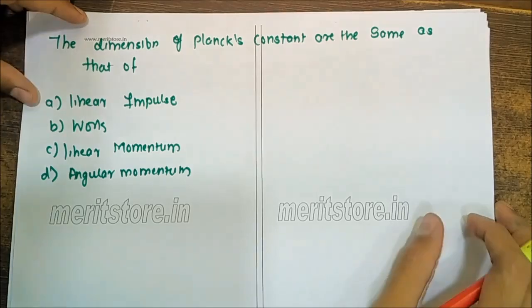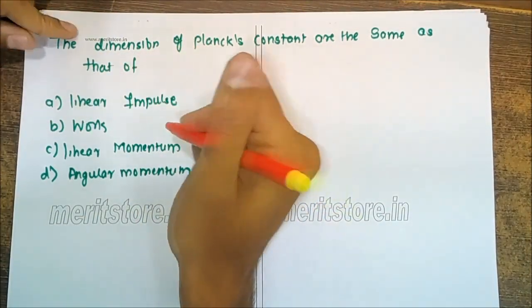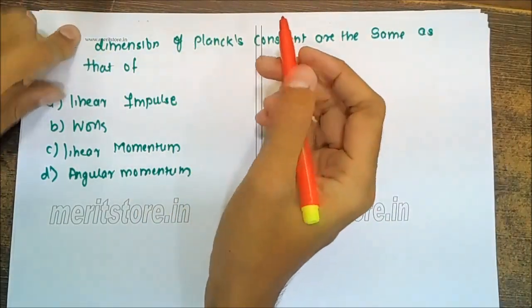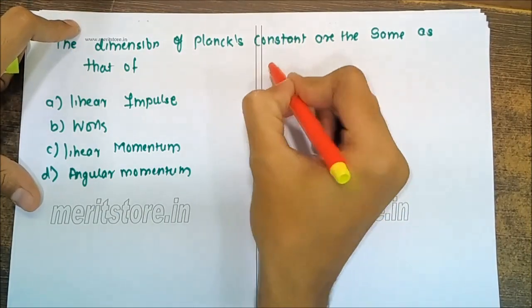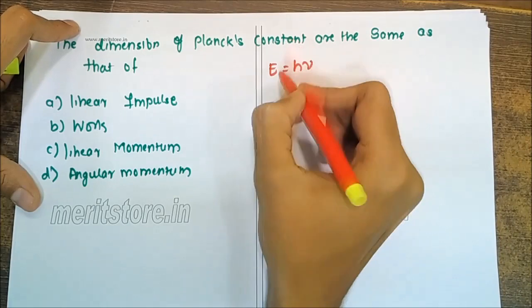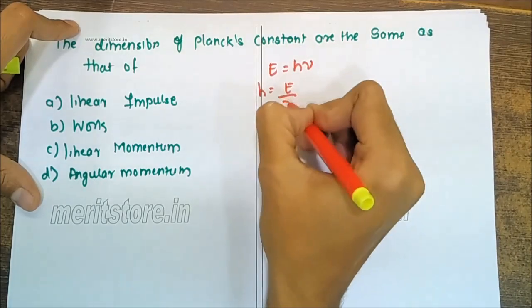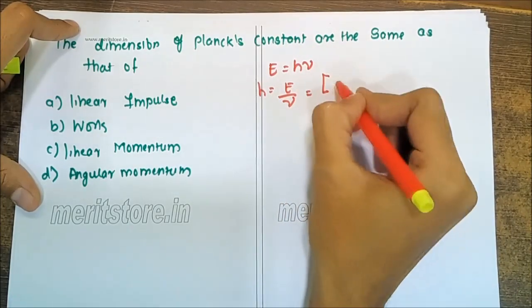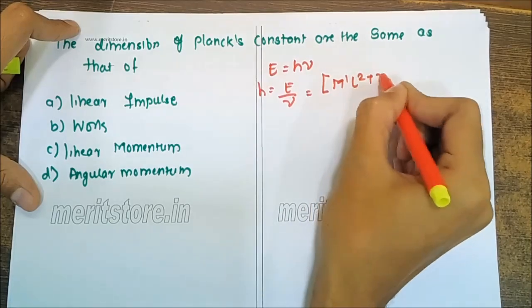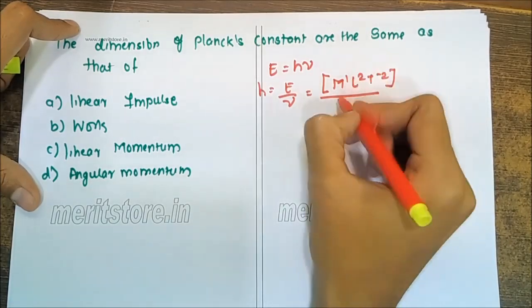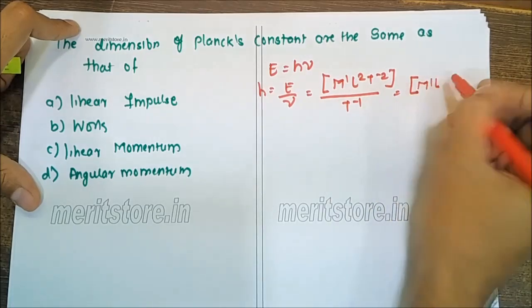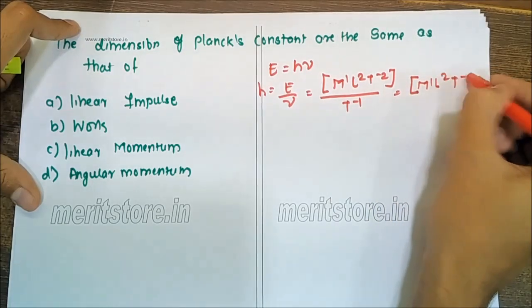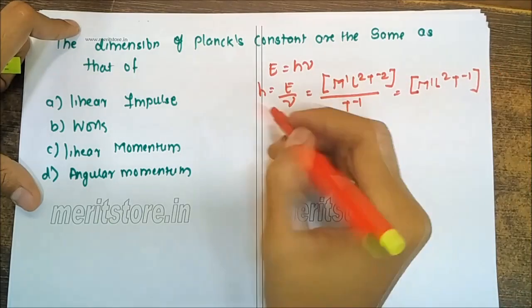The dimensions of Planck's constant are the same as that of linear impulse, work, linear momentum, or angular momentum. First we'll set the dimensions for Planck's constant, where E equals h into ν. So h becomes equal to energy upon the frequency, where energy is the work done, that will have M1 L2 T raised to minus 2 dimensions, upon the frequency, that is time inverse. So altogether we have M1 L2 T minus 1.